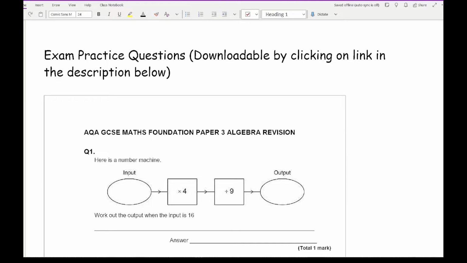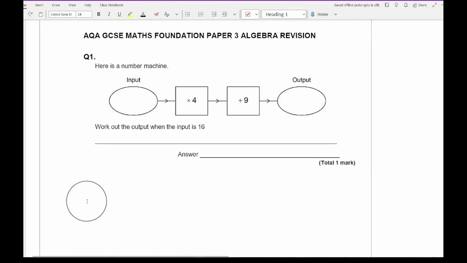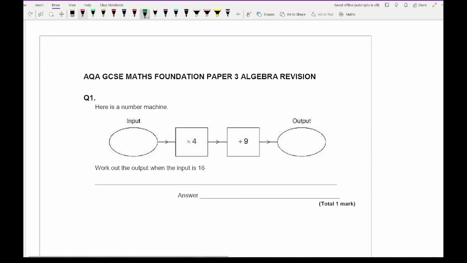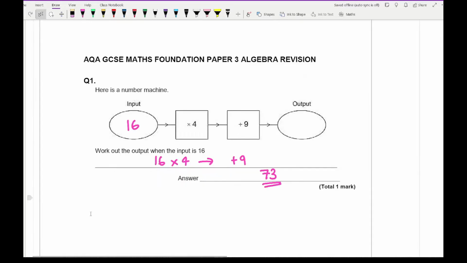So let's get started on the first one. The first one involves function machines. It says here is a number machine. We've got input times 4 plus 9 and we've got an output. It says work out the output when the input is 16. So for this, all we need to do is stick 16 there and then follow these instructions. So here I've got to do 16 times 4, work it out, and then add 9 to the answer, in which if you type that into your calculator, you should have an answer of 73.